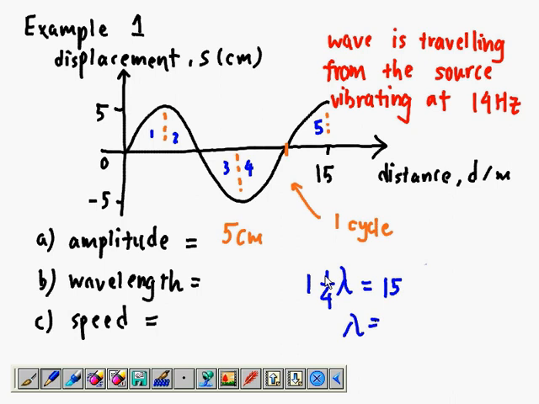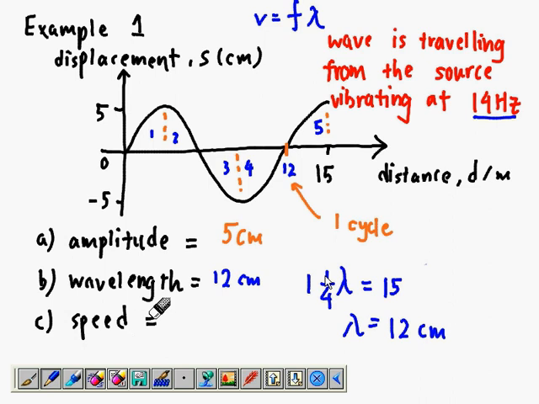So lambda is found to be 12 meter. Okay, so wavelength is 12 meter. I think it's cm or meter. Depends on the graph. I think it's meter. Okay, so the mistake is there. Wavelength is 12 meter, not cm.